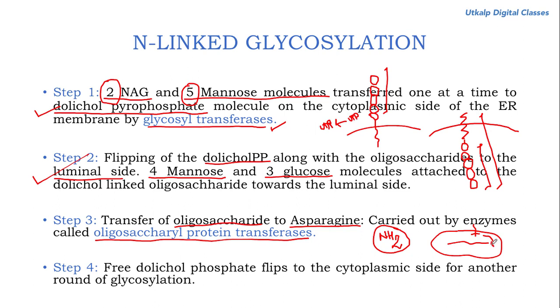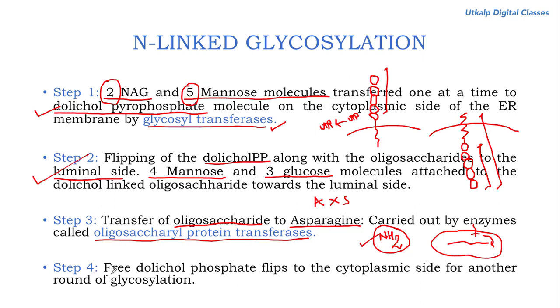Where is it going to bind to the protein molecule? On the NH2 of the asparagine. And which asparagine? That asparagine which exists as an asparagine X serine sequence. And which enzyme carries out this transfer, the transfer of the oligosaccharide chain to the asparagine residue? The enzyme is oligosaccharyl protein transferases.